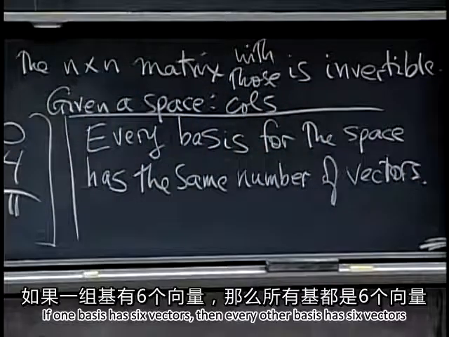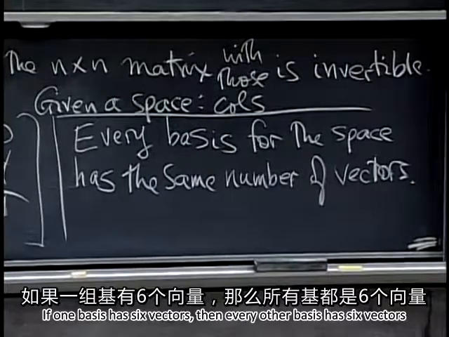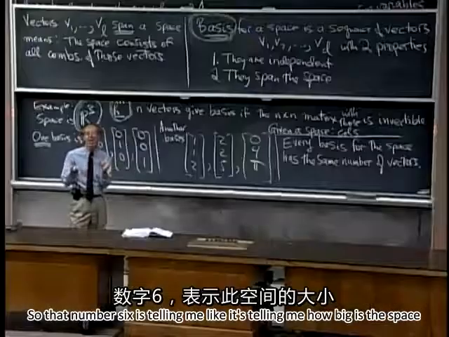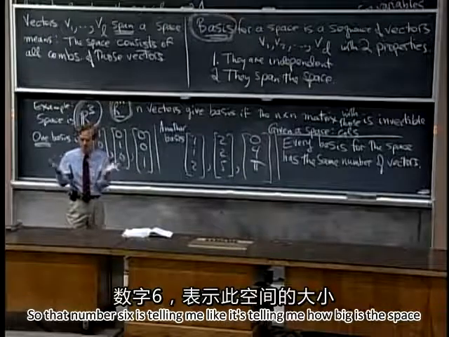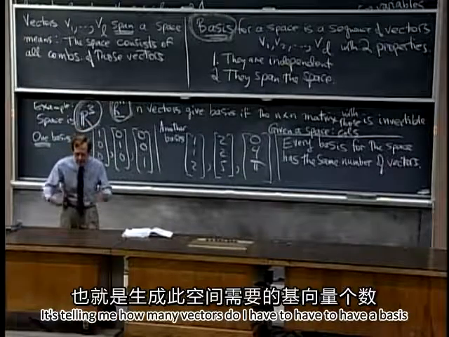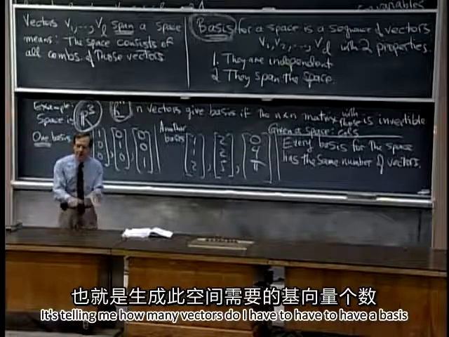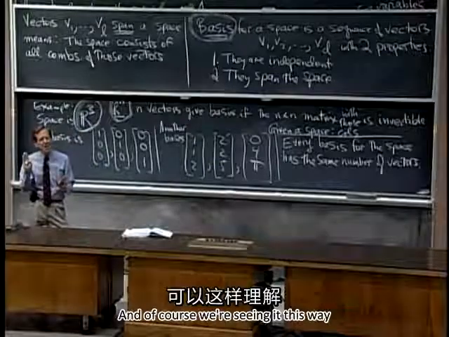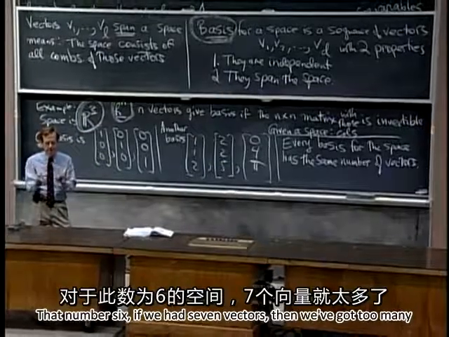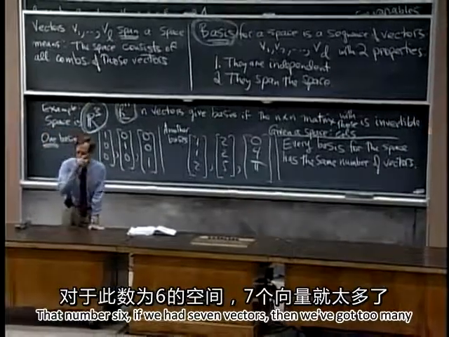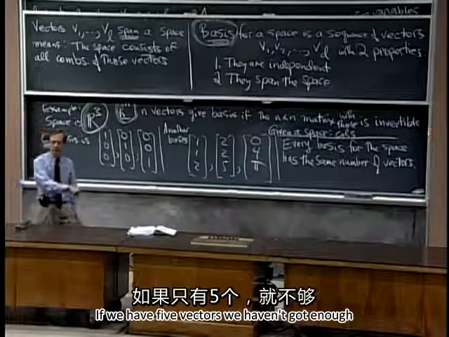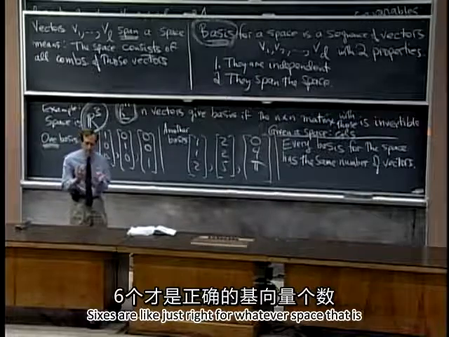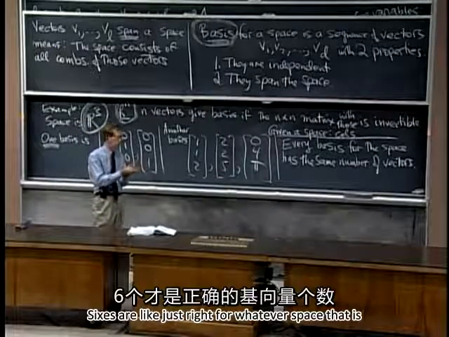If one basis has 6 vectors, then every other basis has 6 vectors. So that number 6 is telling me how big the space is. It's telling me how many vectors I have to have for a basis. And of course, we're seeing it this way. If we had 7 vectors, then we've got too many. If we have 5 vectors, we haven't got enough. 6 is just right for whatever space that is.